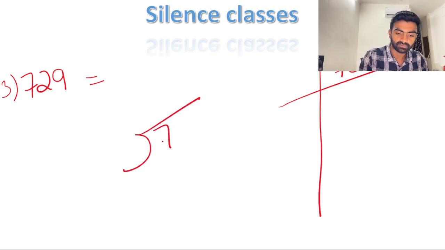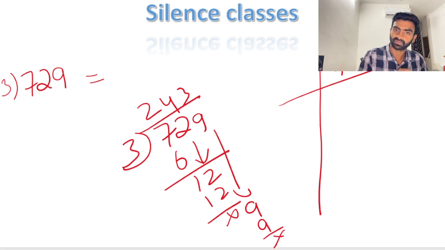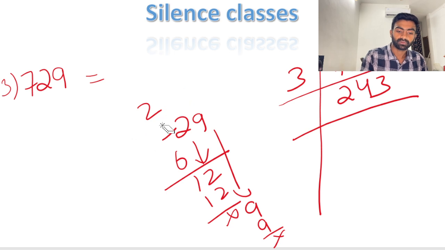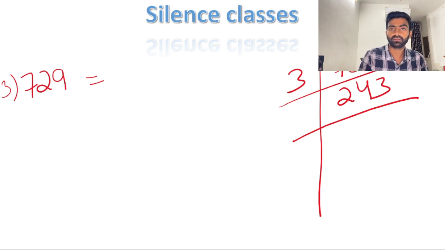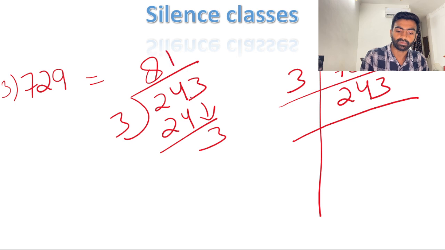Let's check it out now. 729. 3 twos are 6. 3 fours are 12. And 3 threes are 9. Okay, means 243. Okay, by the divisibility rule we got it very easily. Now this number is divisible by 3. 4 plus 2 is 6. 6 plus 3 is 9. Yes, it is divisible by 3. 243. 3 eights are 24. And 3 ones are 3. Okay, means 81.